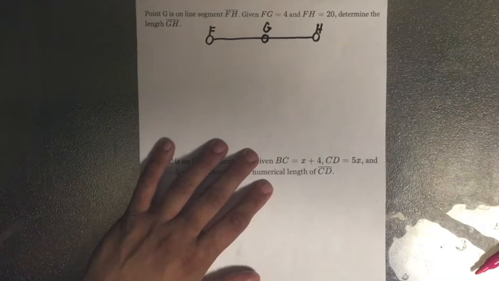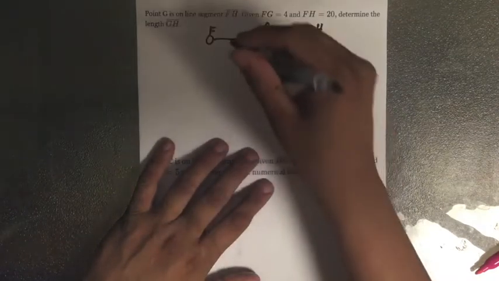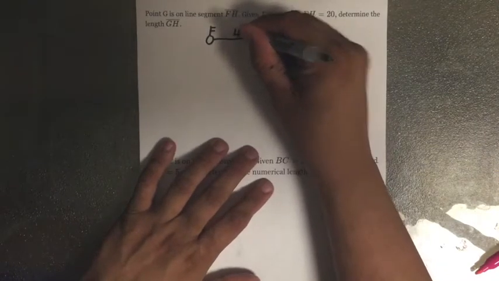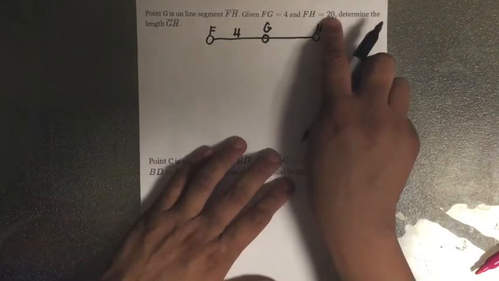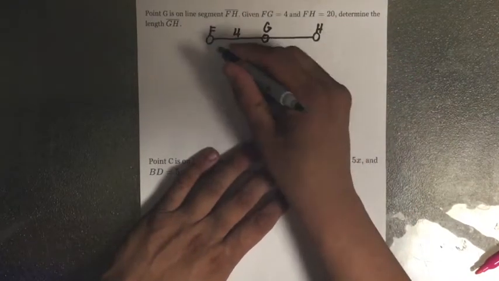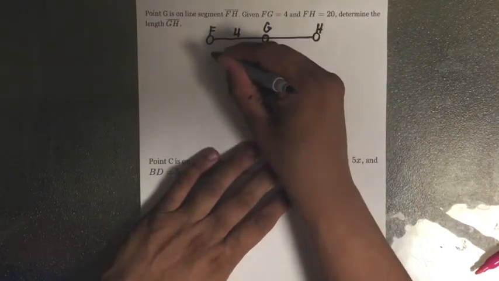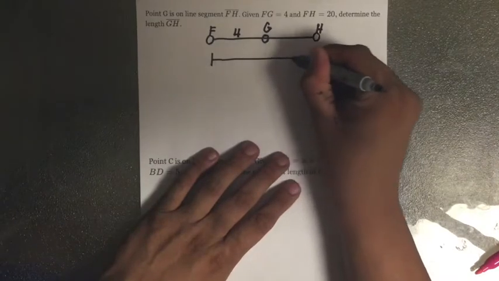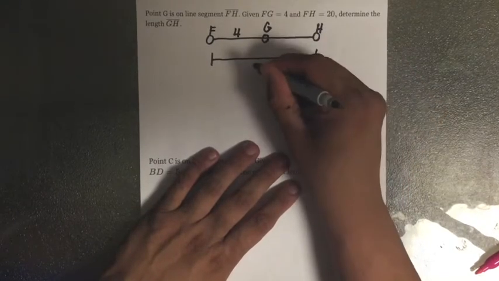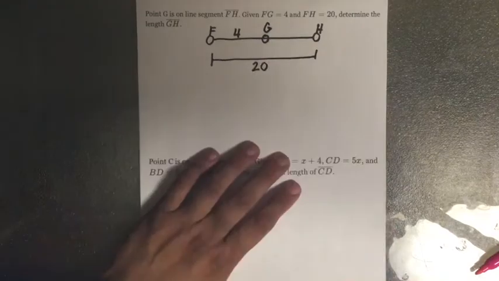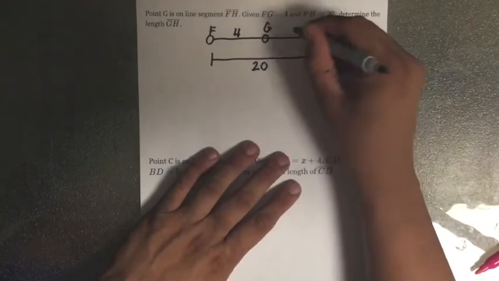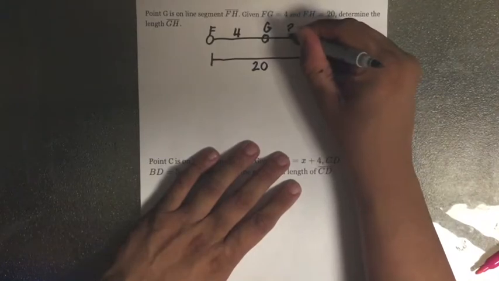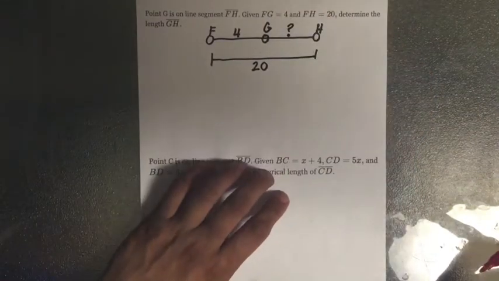Okay, now it says given FG, from F to G, is 4. So from F to G is 4. From F to H is 20. So from F all the way to H is 20. Determine the length of GH. GH. So this is our question mark.